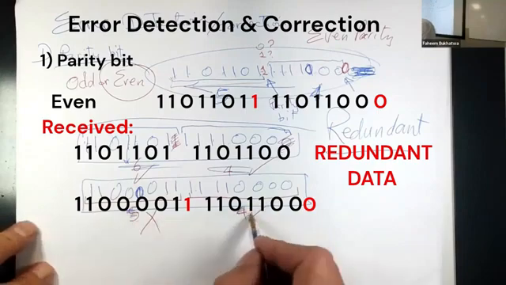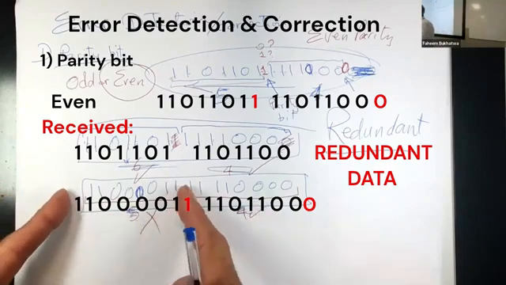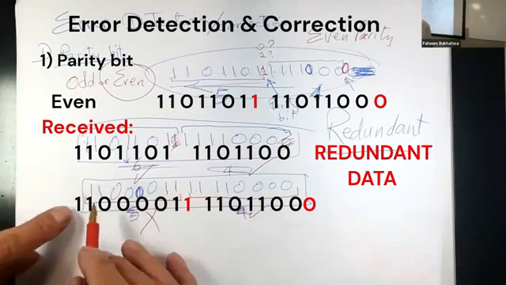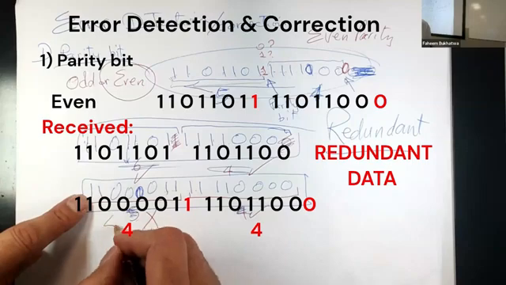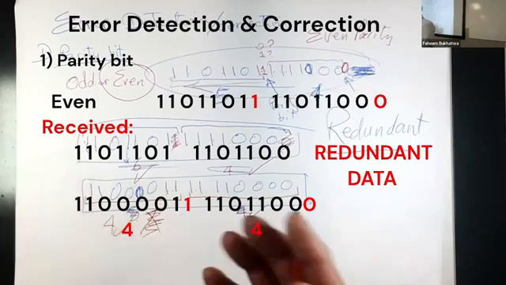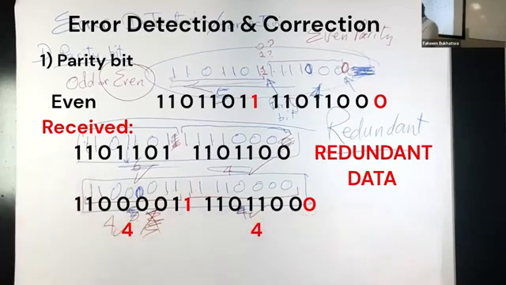So the receiver, all the receiver has to do is count how many ones are in this byte. So when the receiver counts 1, 2, 3, 4, he says, oh, that's good. There's no error. We have an even number of bits. When in fact we have 2 errors, not just 1. So that's a problem with the parity bit error detection system.